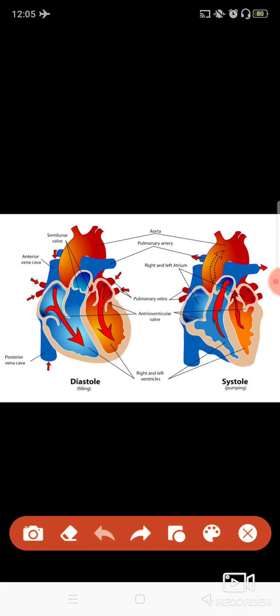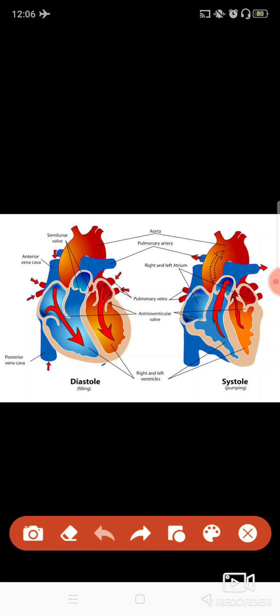Diastole means when the heart muscles are going to relax. When the heart muscles relax, it will increase the space inside the chambers of the heart. And systole means to contract. When the muscles contract, the blood will move out of the heart. So when diastole is there, blood will come into the heart. Okay, let's listen carefully.